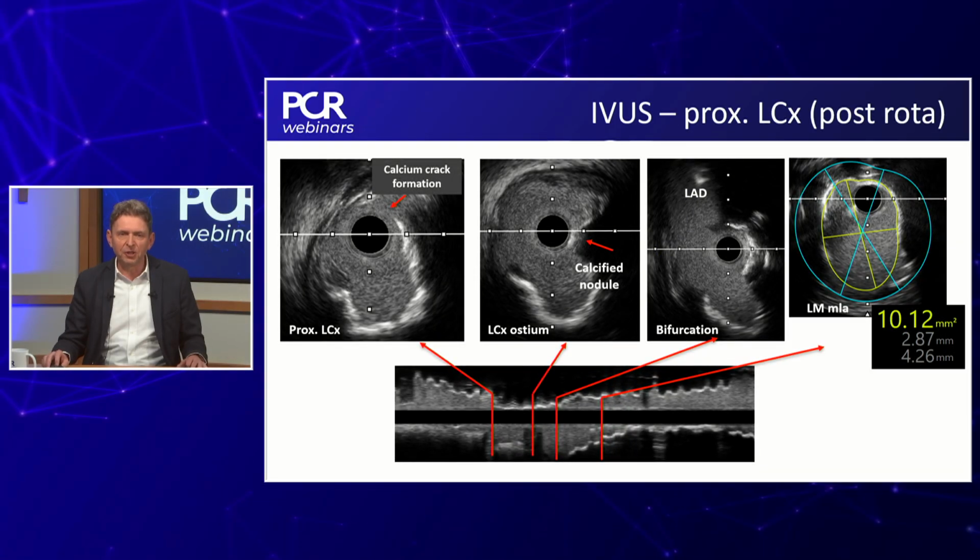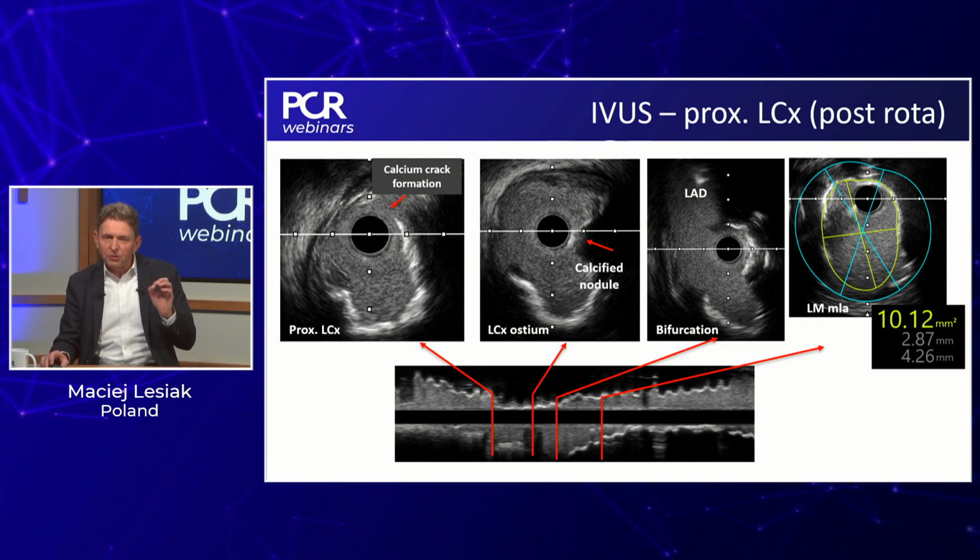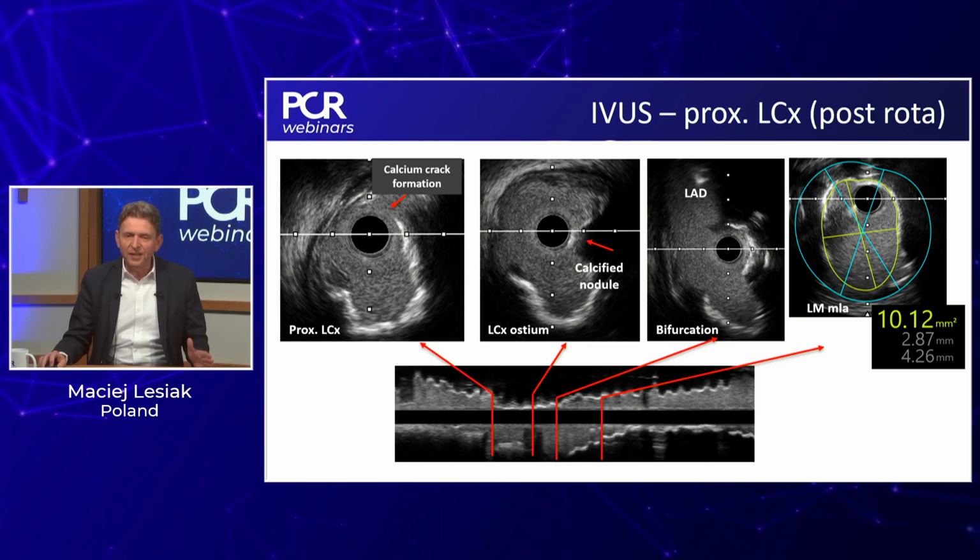So after this imaging, just have a look now at the still frames of the imaging. On the left-hand side, you see the calcium cracks created by the rota. Then at the very ostium of the circ, you see a calcified nodule, which is also very difficult to touch with ablative techniques. The next image is the bifurcation. You see the LAD wire at 12 o'clock, and you see that the LAD is widely open. And also for the left main, the minimal luminal area of this heavily calcified vessel is more than 10 square millimeters, so we don't need to touch the left main. So we have very calcified lesions, a calcified nodule at the ostium, and no significant stenosis in the LAD.